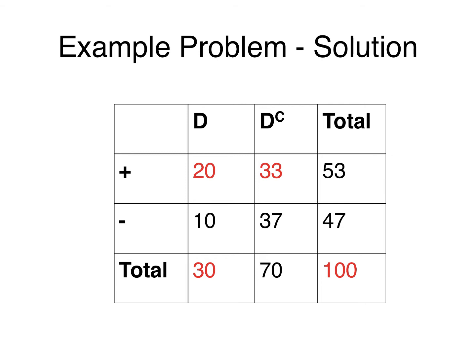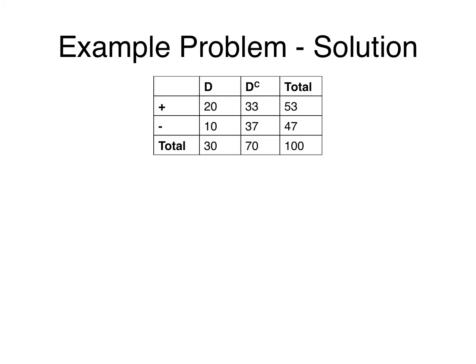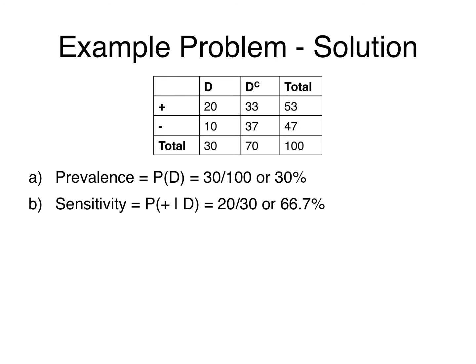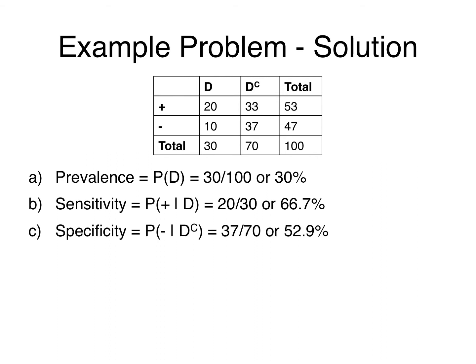And now that we have a complete 2x2 table, we can do our calculations. So the prevalence is given to us. It's the 30 people who have the disease out of the 100 people, so 30%. Sensitivity is the probability that you test positive given that you have it. So 20 of the 30 people with the disease tested positive for that disease, so 66.7%. The specificity: 37 people tested negative out of the 70 people who don't have the disease, so 52.9%.